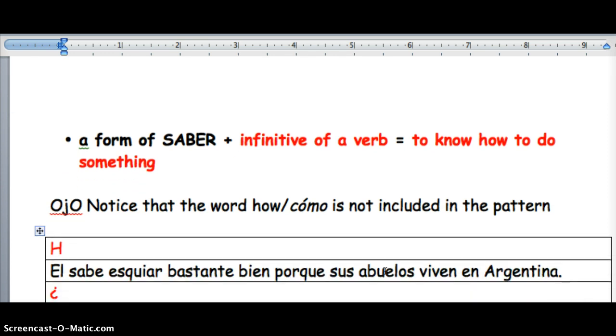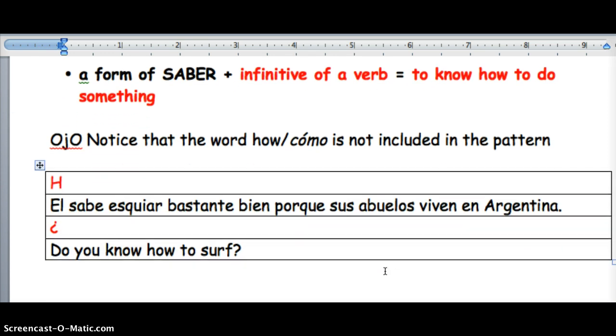And one additional use of the verb saber, when you have a form of saber followed by the infinitive of a verb, so you don't have to conjugate the second verb, it means to know how to do something. And notice that the word how, the word cómo, is not included in the pattern. So look at our first example sentence. Él sabe esquiar bastante bien porque sus abuelos viven en Argentina. He knows how to ski pretty well because his grandparents live in Argentina. So there's no sabe cómo, it's just sabe esquiar.